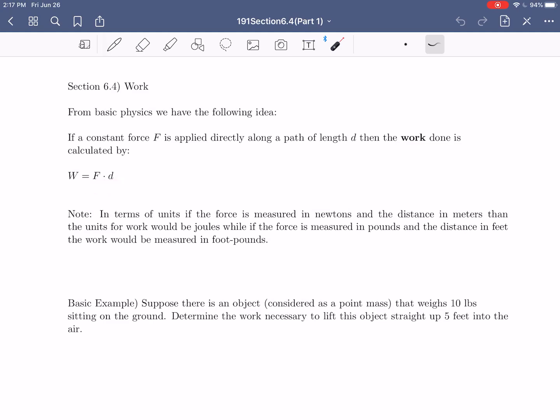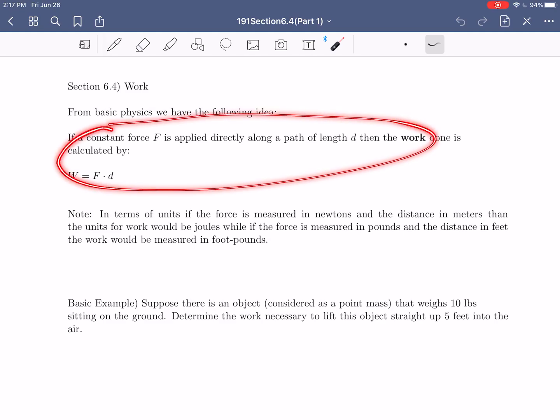Now, for some of you, if you've taken a little bit more physics, you probably know that this formula, force times distance, can be extended a little bit in case the force is not directly applied along the path. If it's applied along an angle, you can change this formula more generally into work equals the force times the distance times the cosine of the angle. We're not going to worry about any of that. We're just going to be focusing on where we have a force applied directly along a path of length d.